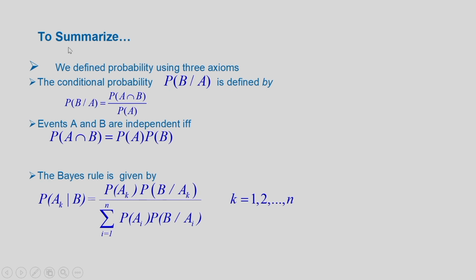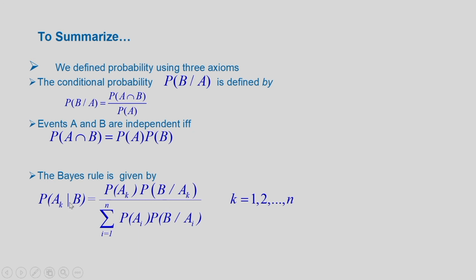Let us summarize what we have done today. We defined probability using 3 axioms. Then we defined conditional probability by this expression: conditional probability of B given A is equal to probability of A intersection B divided by P(A). Events A and B are independent if and only if probability of A intersection B is equal to P(A) into P(B). And finally, in the probability case, we define the Bayes rule by this relationship.